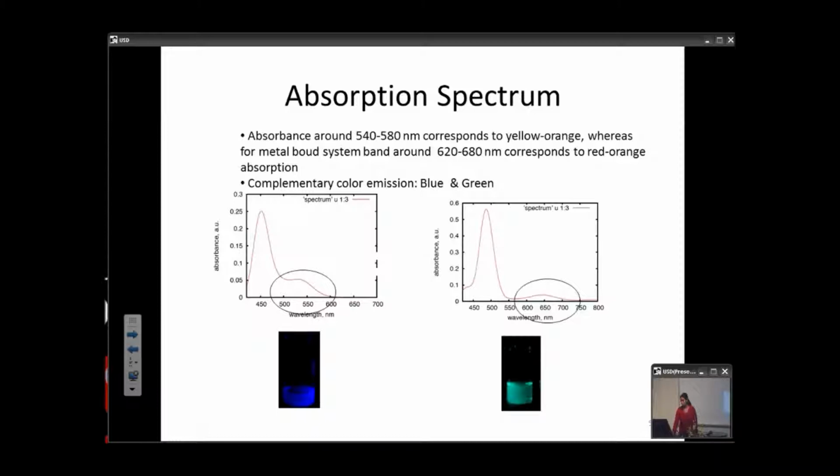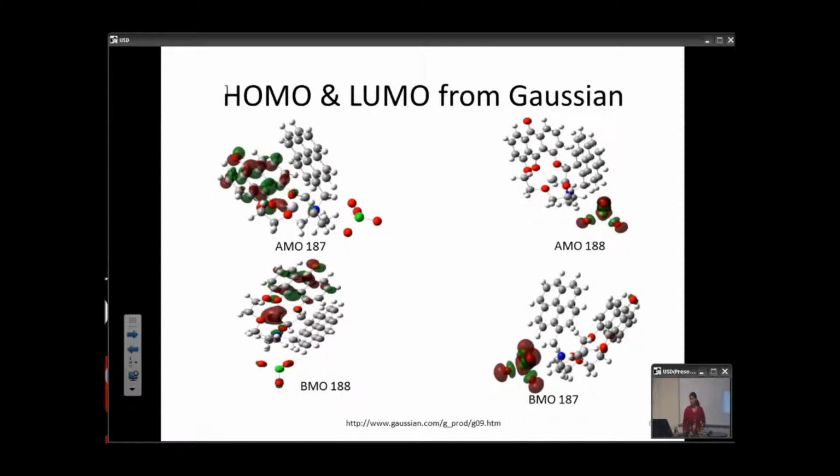Whereas for the mercury bound system, the absorption band shows at about 620 to 680, and this corresponds to the red orange absorption, whereas the complementary color emission will be green. Here is also a very evident picture which shows it is green fluorescence in nature. And also we have plotted the HOMO and LUMO for both the systems.